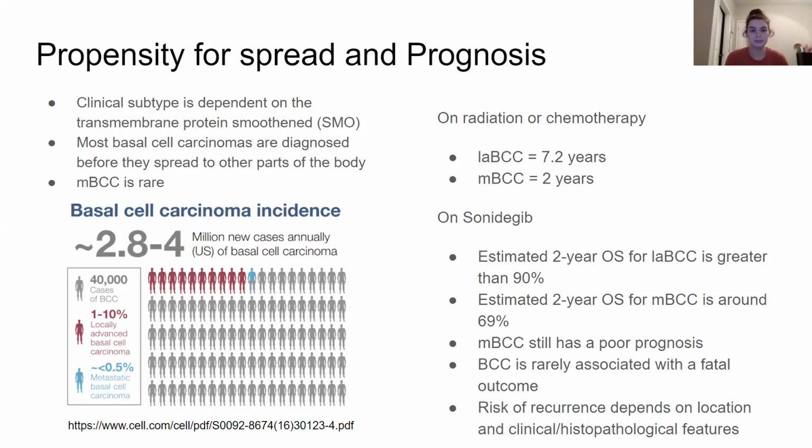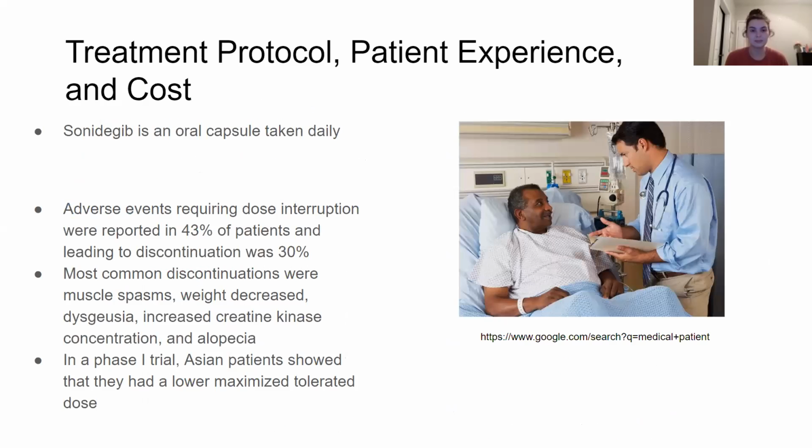And overall, I have read that metastatic basal cell carcinoma still has a poor prognosis, just like any other cancer that has metastasized. But when we look at non-spreading basal cell carcinoma, it is rarely associated with a fatal outcome. And then as far as risk of recurrence, that depends on the location of the tumor and the clinical and histopathological features. And then as far as treatment protocol, Sonagib is an oral capsule that's taken daily.